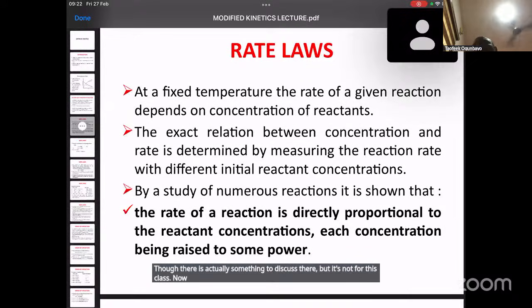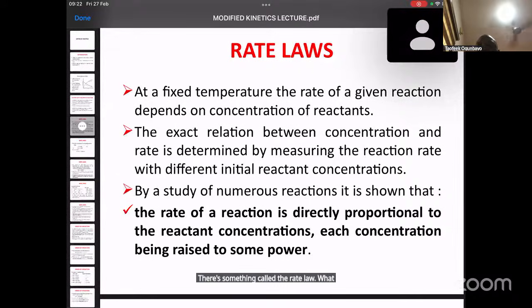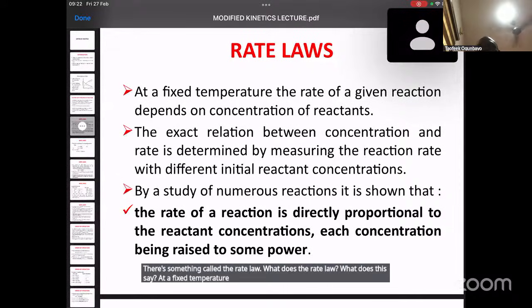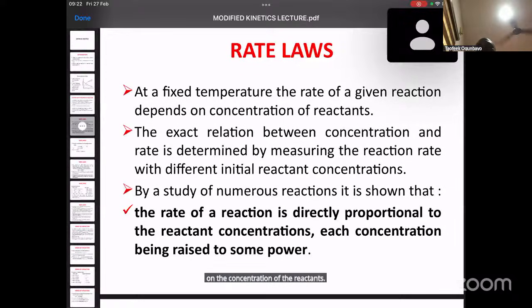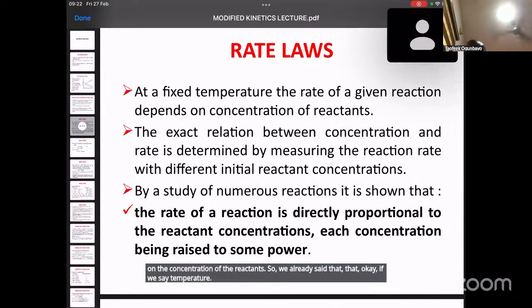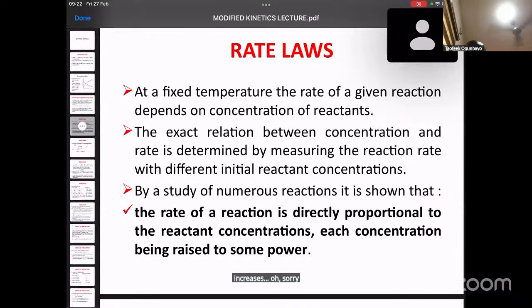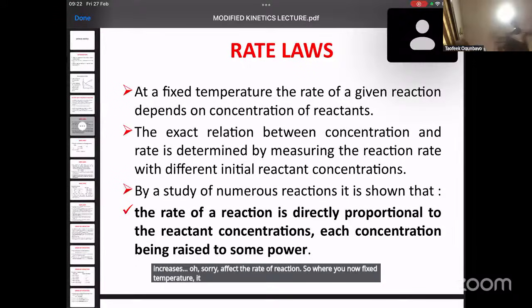Now, there's something called the rate law. What does the rate law say? At a fixed temperature, the rate of a reaction depends on the concentration of the reactant. So we already said that if temperature increases, it affects the rate of reaction. So when you now fix temperature, it means that the only thing that will affect your rate of reaction, most of the time, you have your pressure also fixed, really, because you're not going to be changing your jar back and forth.